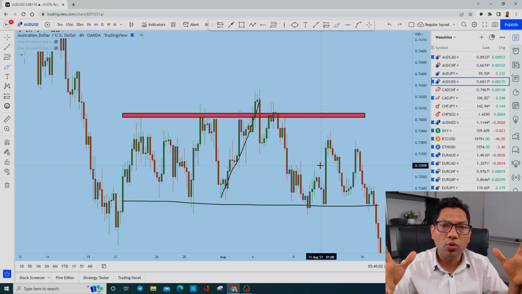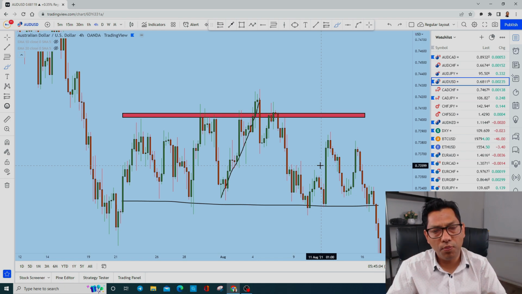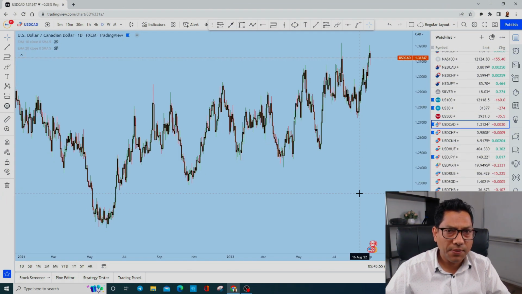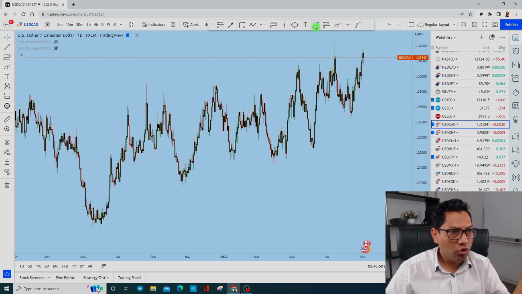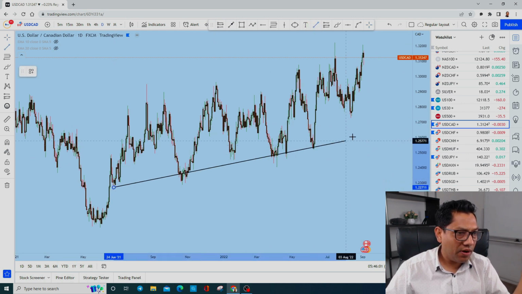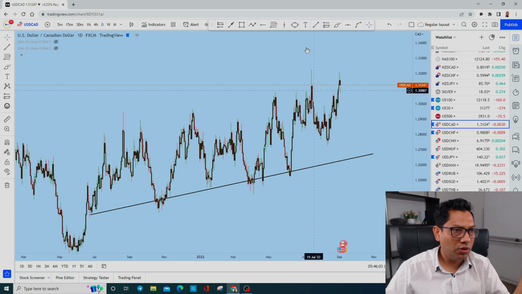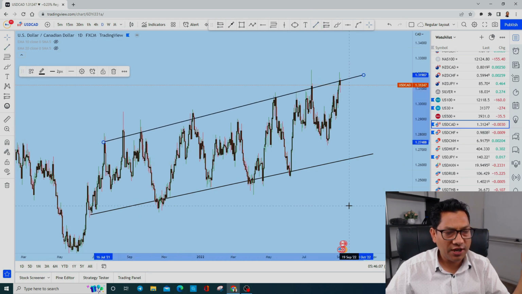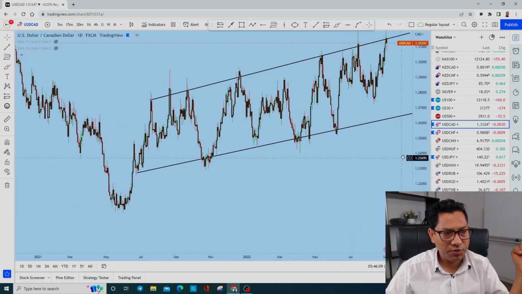So now let's look at another example of a channel. Okay, so let's look at a USD CAD example. This is the perfect example of a channel. If you draw all these levels of support and connect them with a line, you can see that the price was moving in this channel for a very extended period of time.